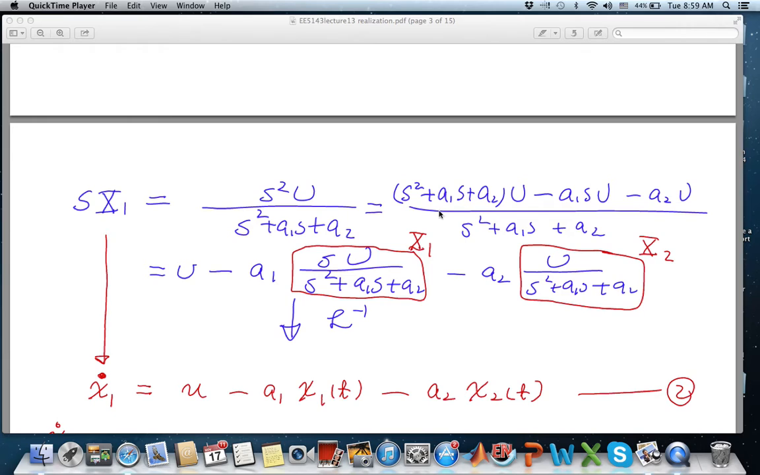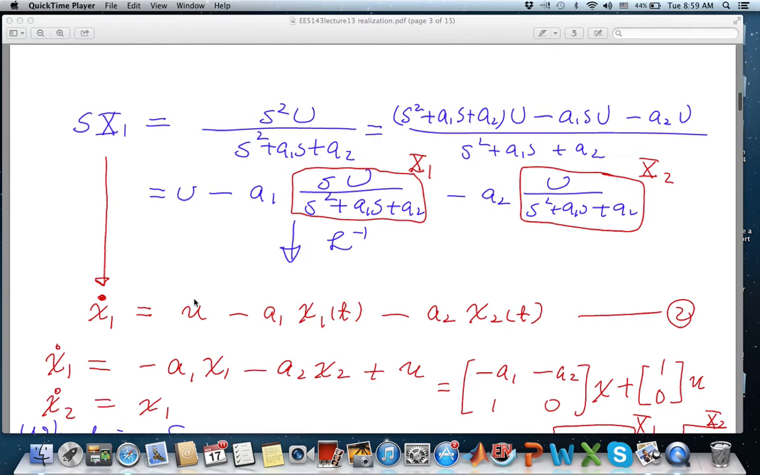And then we can see this one is equivalent to U minus a1 multiplied with sU divided by s squared plus a1 s plus a2, which, by the definition, is going to be X1(s), minus a2 U over s squared plus a1 s plus a2. You can see the red block shows this was defined as X2. Then through inverse Laplace transform, we can see sX1 is equivalent to x1 dot, and U(s) will give us u(t). And then here we have minus a1 x1(t) minus a2 x2(t).